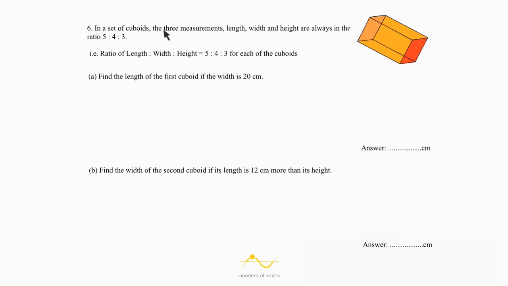In a set of cuboids, the three measurements, length, width and height, are always in the ratio 5:4:3. Find the length of the first cuboid if the width is 20 centimeters.